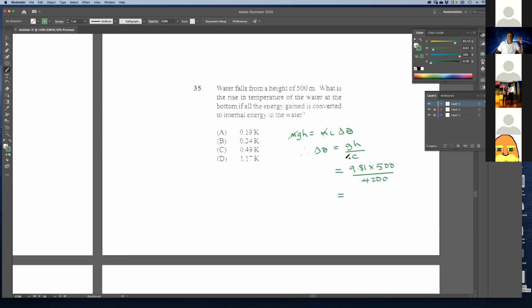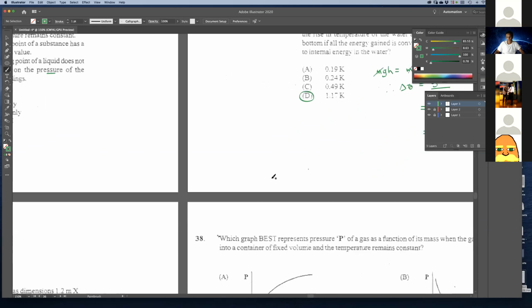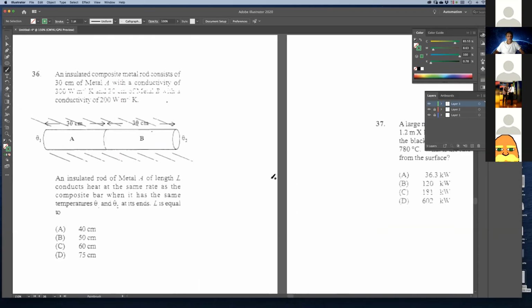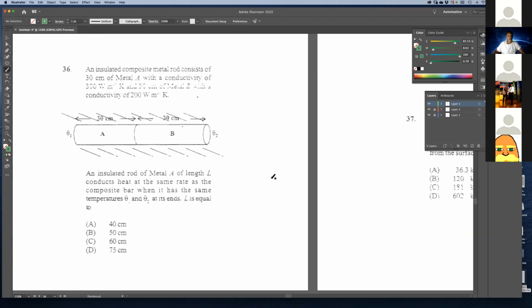What do we get? Anybody? C. I mean D, sorry. 1.17. D? Okay. 1.17 Kelvin or 1.17 degrees Celsius is the same thing, because when you talk about delta theta, whether they put it in degrees Celsius or Kelvin, changes in temperature are always the same. Again, you can show that very easily. All right. Please.